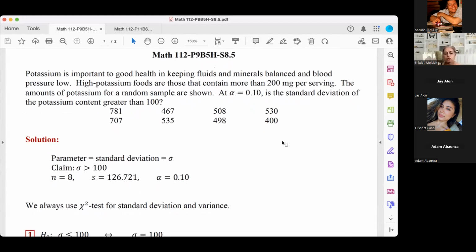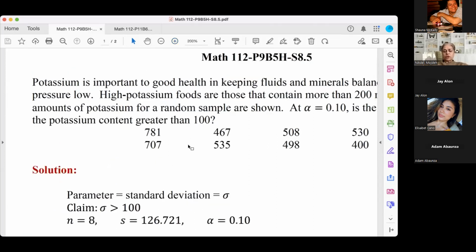Potassium is important to good health in keeping fluid and minerals balanced and blood pressure low. High potassium foods are those that contain more than 200 milligrams per serving. The amount of potassium for a random sample is shown. At alpha equal to 0.10, is the standard deviation of the potassium content greater than 100? Okay.